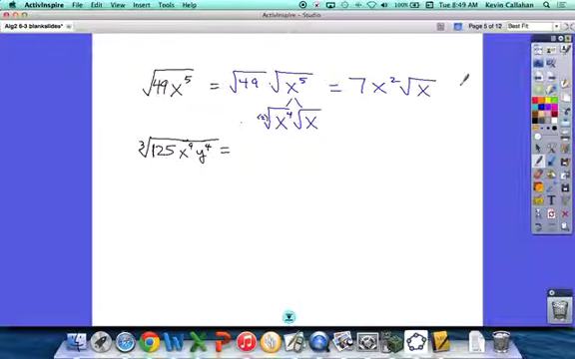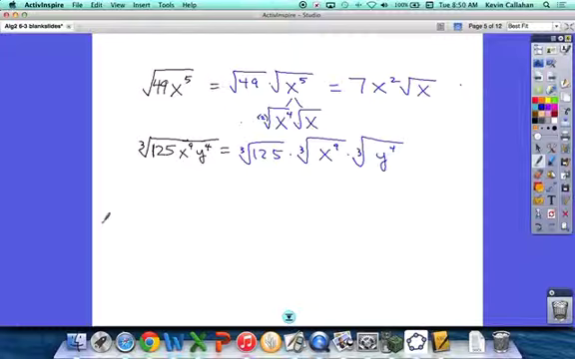All right, the next one has numbers and 2 variables going on, and this time it's a cube root. So we have the cube root of 125 times the cube root of x to the 9th times the cube root of y to the 4th. Now, can you take the cube root of 125? You ask yourself the question, is 125 a perfect cube? Yes. 5 times 5 times 5.